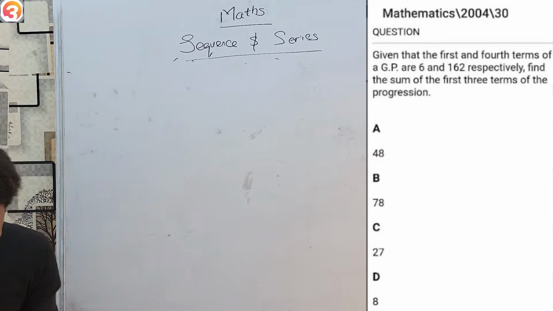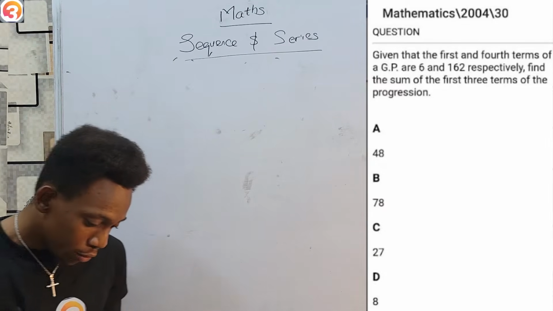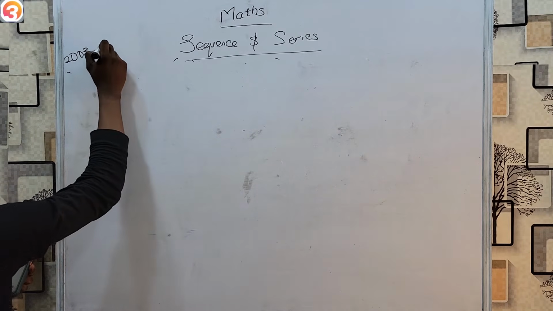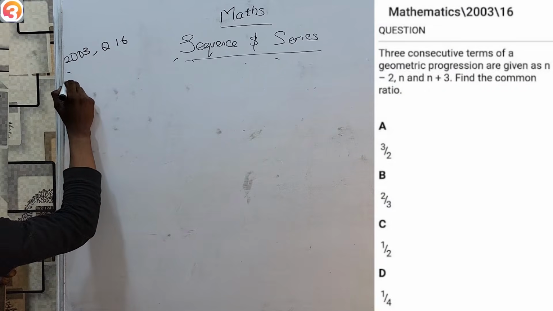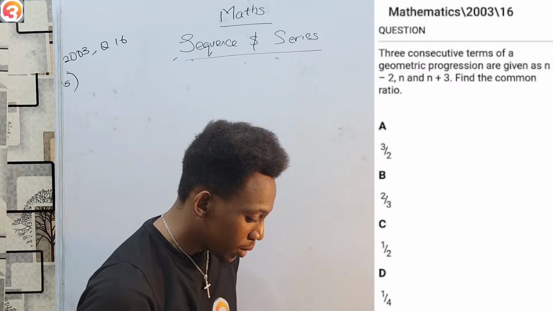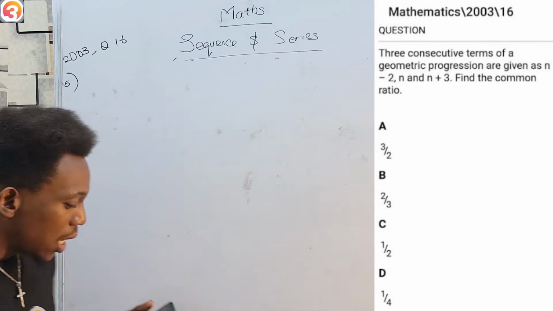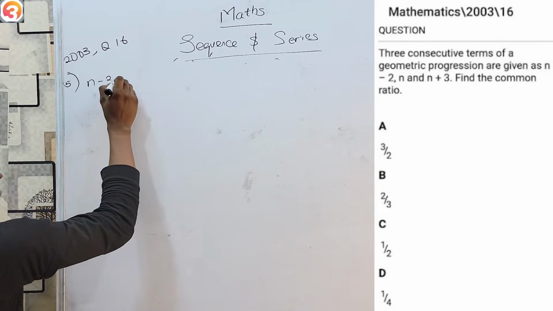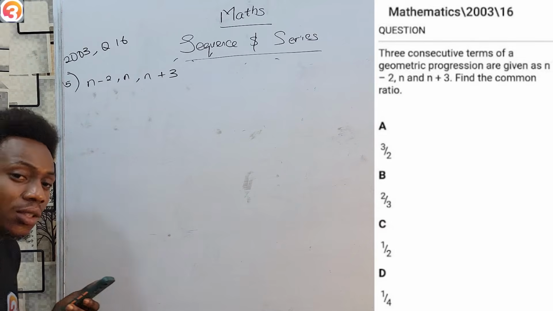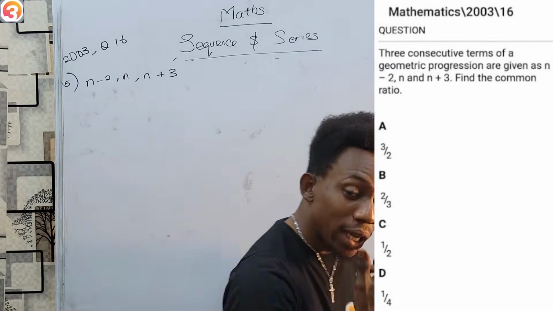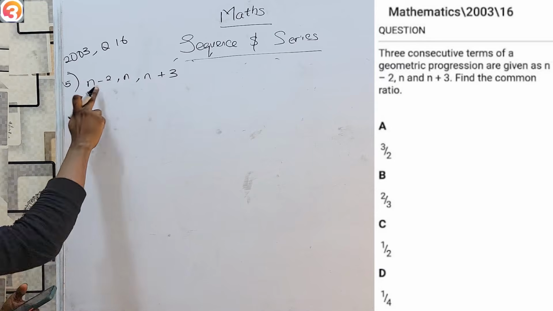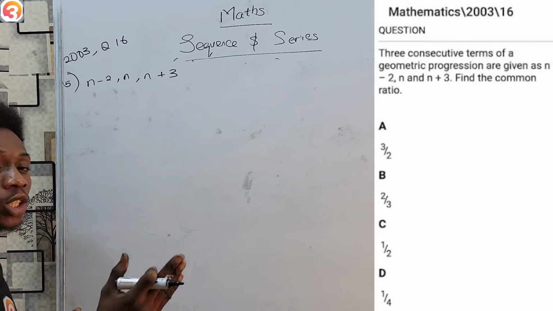So let's see our next question. This one is from the year 2003, and this is question 16. This is question 5 for us. Now this one says 3 consecutive terms of a geometric progression are given as n minus 2, n, and n plus 3. One trick you would have noticed is they did not tell us that this n minus 2 is the first term. These are just 3 consecutive terms.